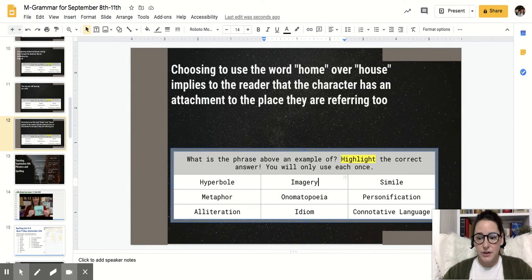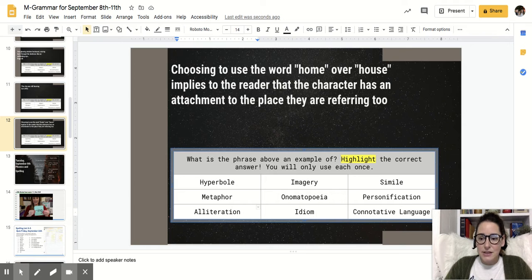A lot of authors do it in fiction. Simile, a comparison of two unalike things using the words like or as. A metaphor comparing two unalike things directly without using like or as. Onomatopoeia, sound words, buzz, tap, etc. Personification, giving human characteristics to non-human things. Alliteration, repetition of beginning consonant sounds.